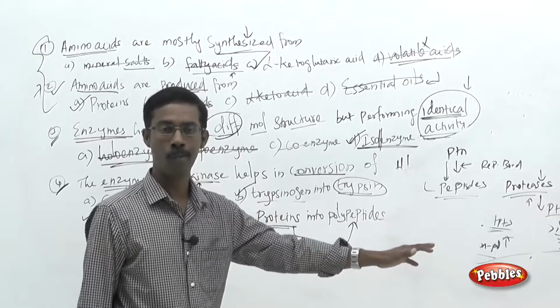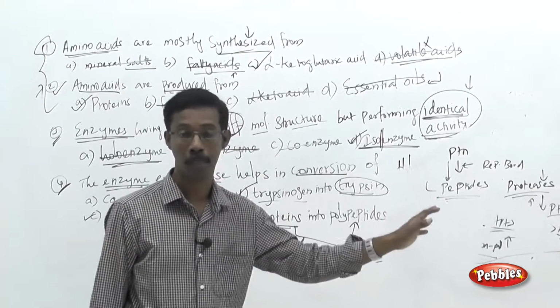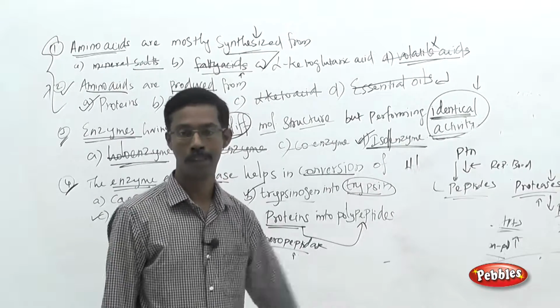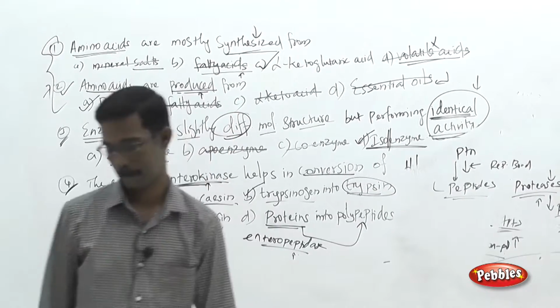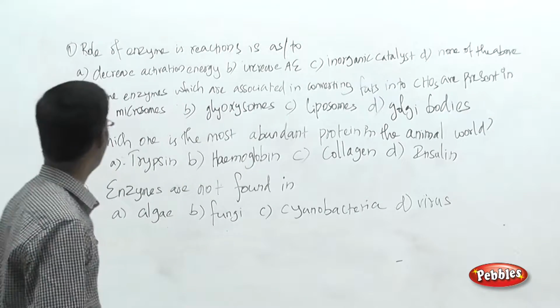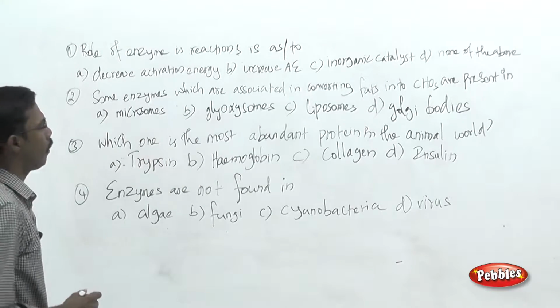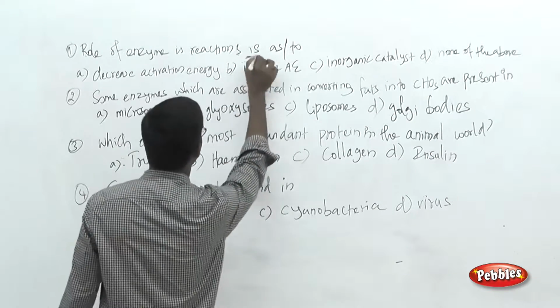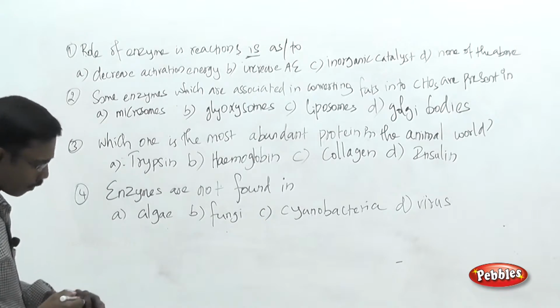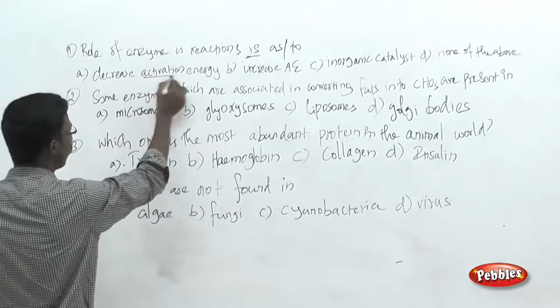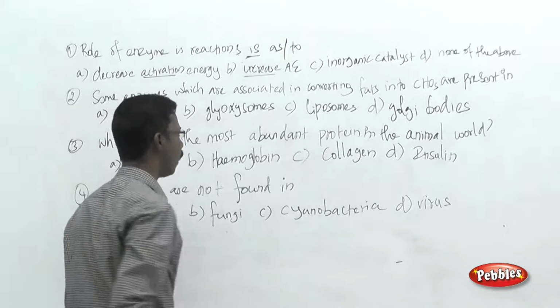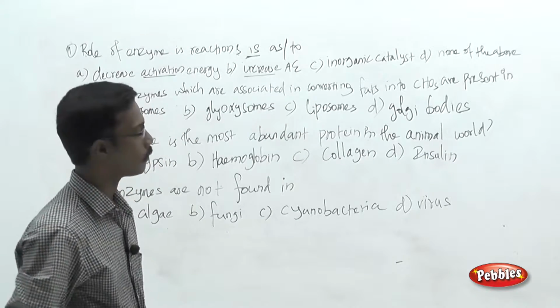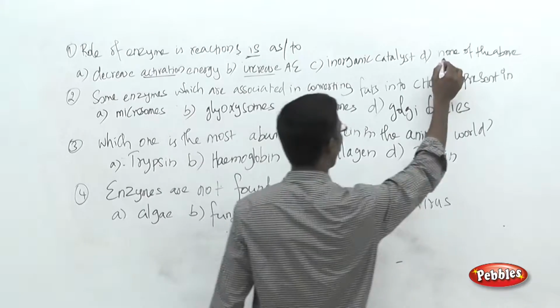Now we are going to continue with the same segment, the questions you can expect from the same topic: the amino acids, enzymes and proteins. See the next question: the role of enzyme in a reaction is, and there are four choices for you: decrease activation energy, increase activation energy, as an inorganic catalyst, none of the above.